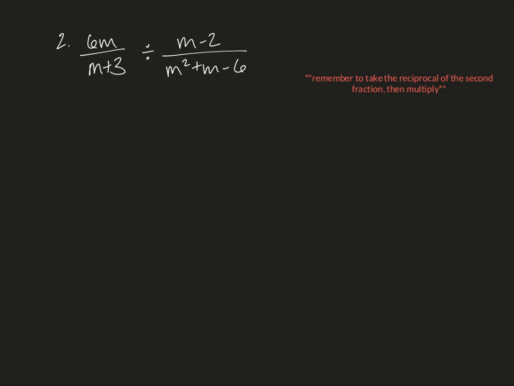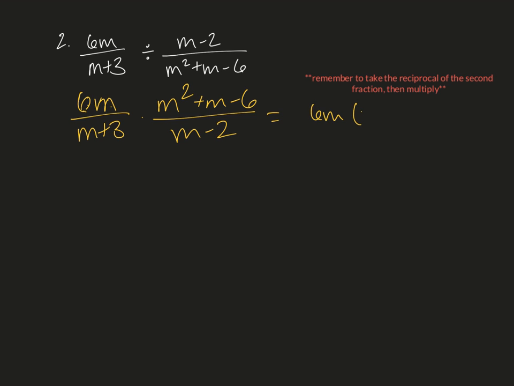So for this, I'm going to have 6m over m plus 3, and it's going to be multiplied by the reciprocal, so m squared plus m minus 6 over m minus 2. Just like before, we are going to turn this into one fraction. So I'm going to have a 6m on top, and then the m squared plus m minus 6. On the bottom, those two things next to each other, m plus 3 and m minus 2, because remember when we multiply, they go next to each other.